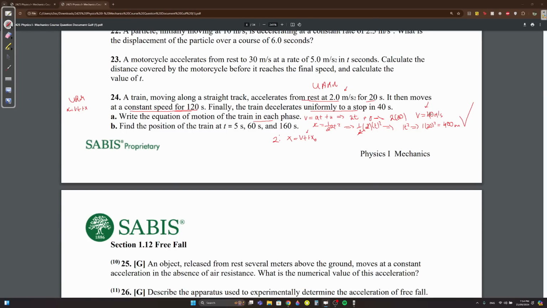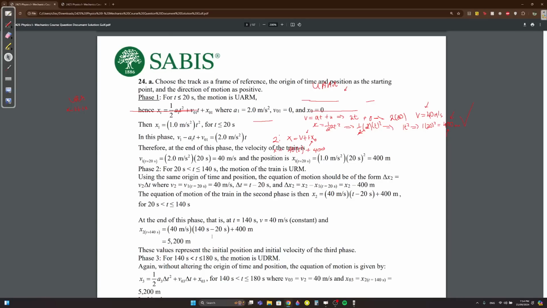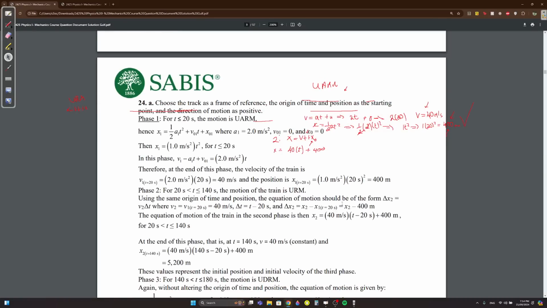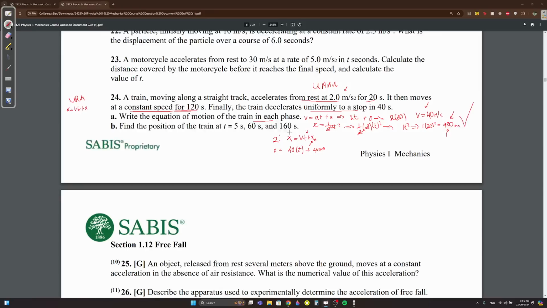Let's start with what's our velocity? Our velocity is 40, right? So x equals 40 times the time. Let's keep it in terms of t, plus x naught. What's our initial x? At phase 2, we would have traveled 400 meters, right? So plus 400. Let me just verify if this is correct. Hold up. Yeah, I checked.